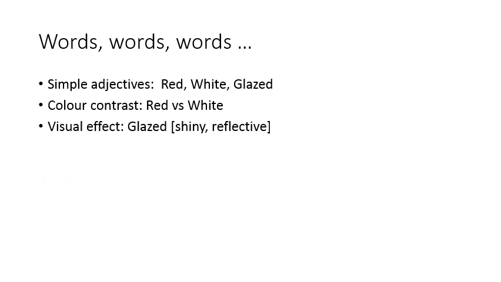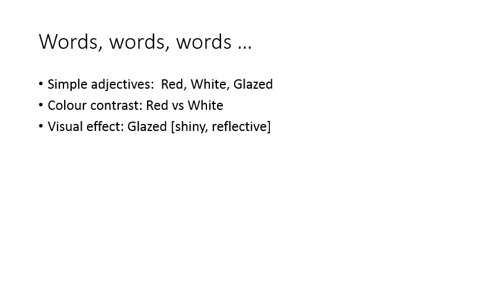Simple adjectives. Red, white, glazed. You can see the red, you can see the white, and glazed, you can see that as well. There is a colour contrast at the heart of the poem. Red versus white. The redness of the wheelbarrow, the whiteness of the chickens. And that has a contrast. Okay? The whiteness is heightened by the redness is heightened by the whiteness.